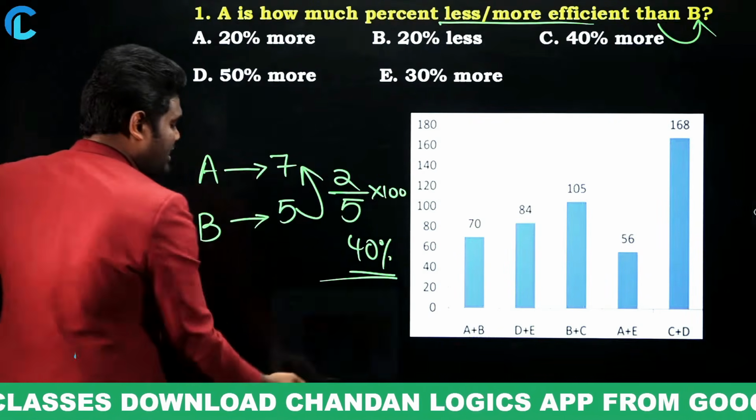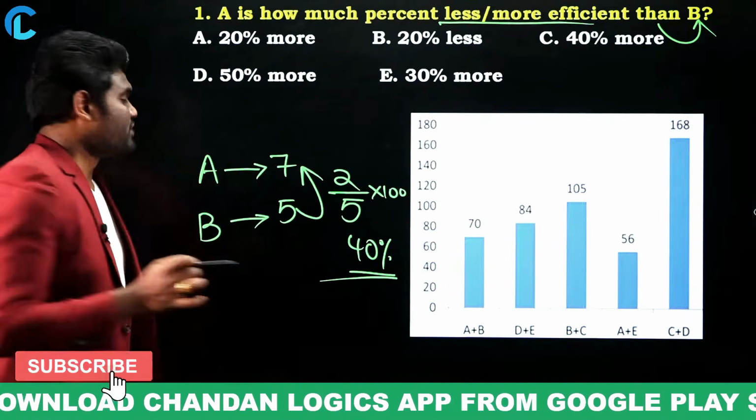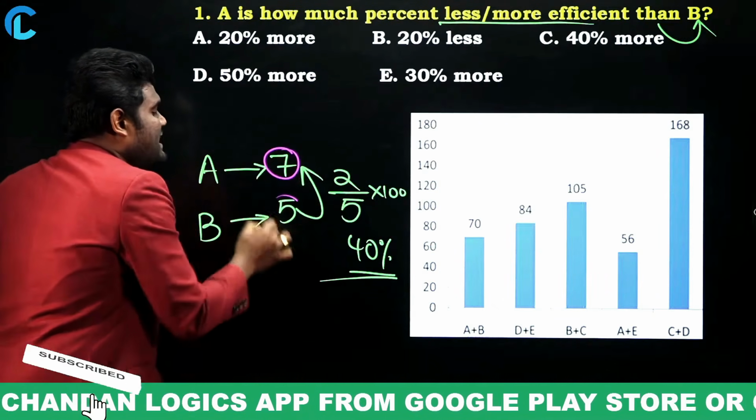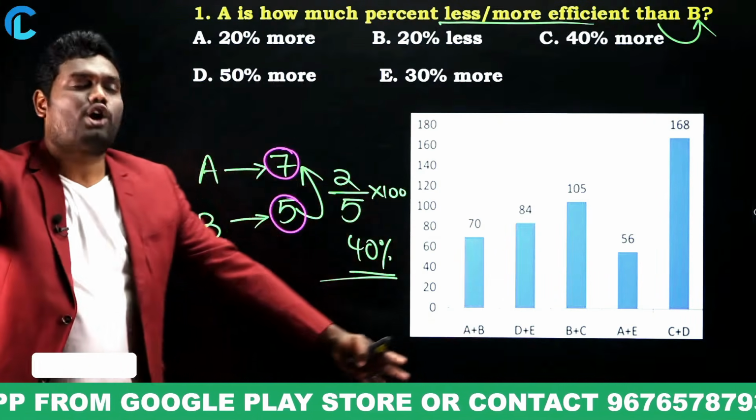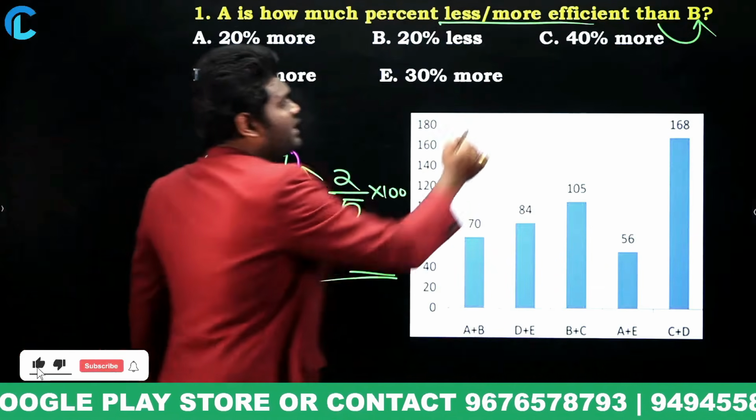Why is that the reason? Observe here. Again you will say, sir, how more? Look here. A is 7, B is 5. Obviously, 7 is more than 5. Yes or no? So the answer is 40% more.